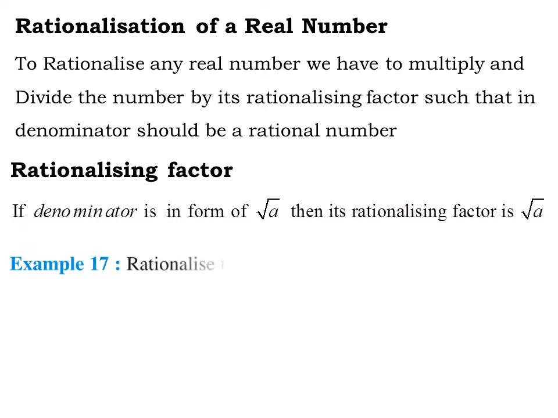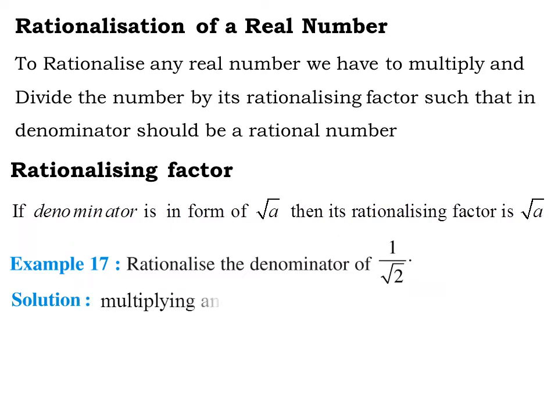Example number 17. Rationalize the denominator of 1 by root 2. Here we can see that the denominator is in the form of root 2, so its rationalizing factor is also root 2. We have to multiply and divide this number by root 2. So in the solution, my number is multiplied and divided by root 2. What will be the simplification step?